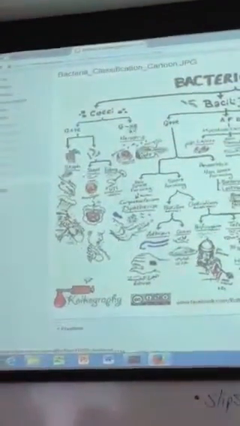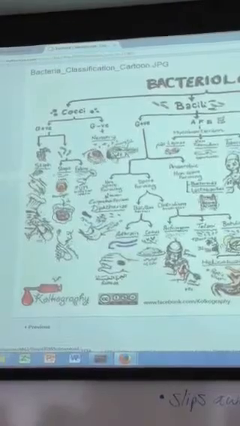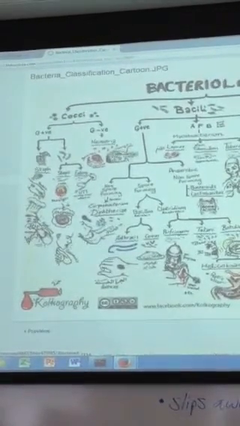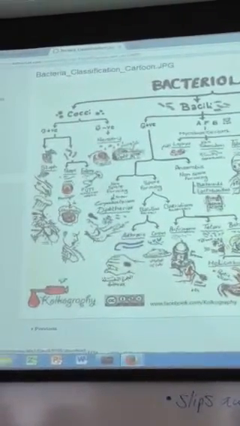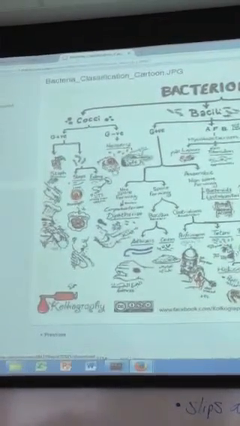Okay, let's go back to the cocci. Gram-positive cocci, gram-negative cocci. What's your gram-negative coccus? Neisseria gonorrhea. Or meningitis. Meningitis. This guy has meningitis. The brain, the spinal cord are inflamed. Gonorrhea, cervical infection.